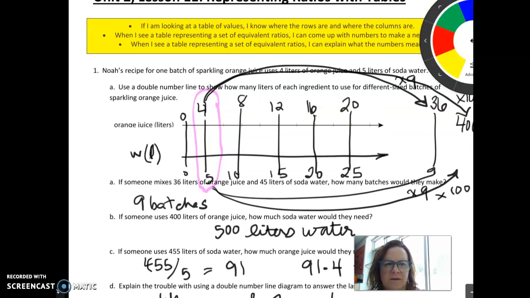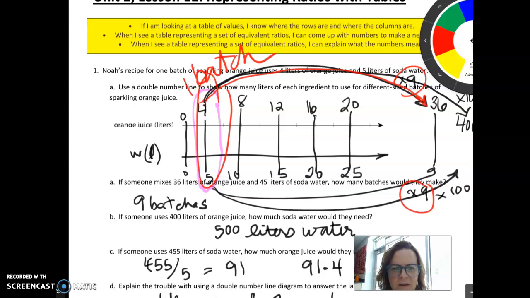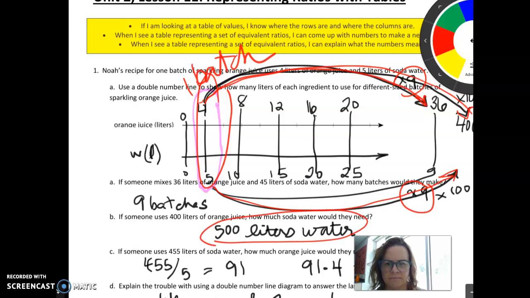So to figure that out, we did 4. To get to 36, I would have to multiply by 9, and so 5 times 9 would be 45. And since I'm multiplying by 9, that tells me my number of batches, because of course this recipe is 1 batch. So that was 9 batches. And then if someone uses 400 liters of orange juice, how much soda water? I would have to multiply 4 times 100 to get to 400, and then 5 times 100 would give me 500 liters of water.